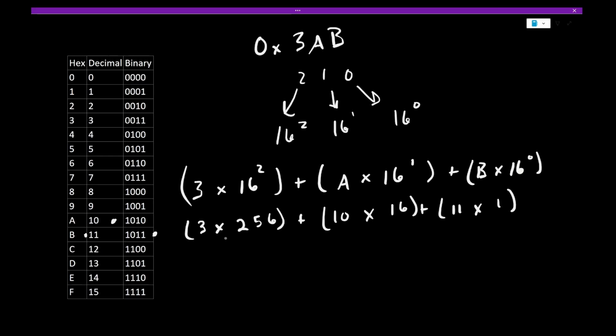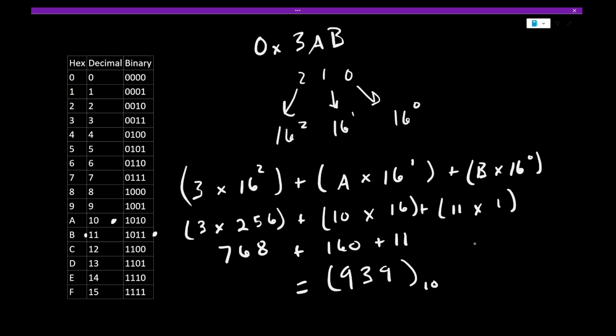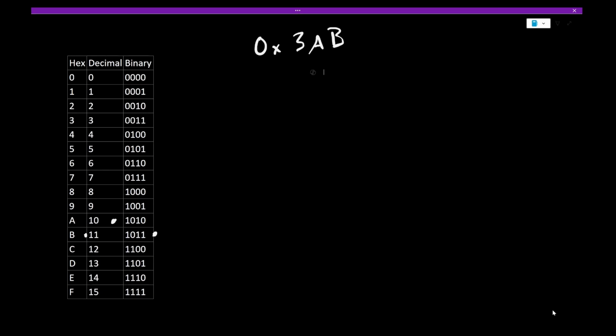So now we have 768 plus 160 plus 11, and that's going to equal 939 base 10. And we're done. All right, let's do that same number, 0x3ab, but let's convert to binary first.